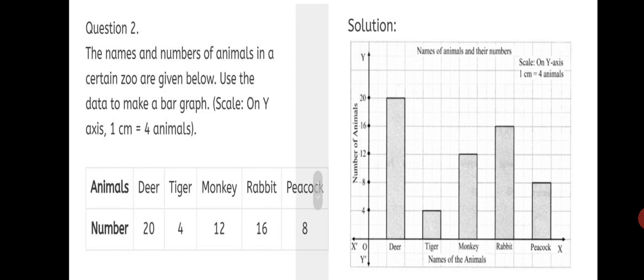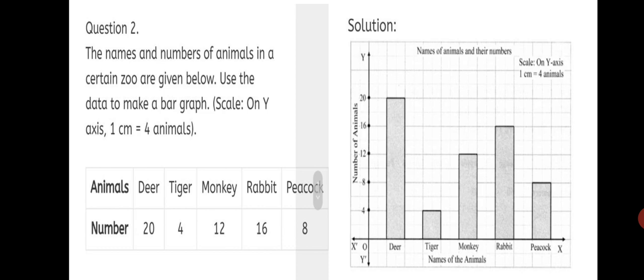Now step 3. Write the name of the animals on the x-axis at equal distances. So you can see deer, starting from 0, leave one box and write the name deer. Then leave one box, write the name tiger. All this is there in the table. Monkey, rabbit, peacock. Okay, once this is done, we are going to start with step number 4.